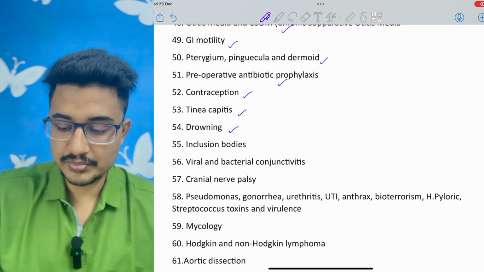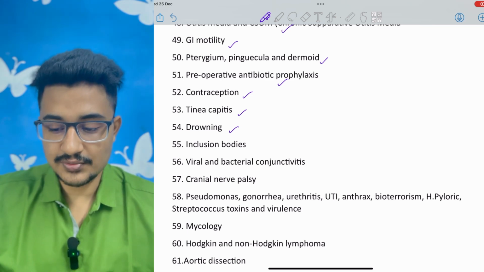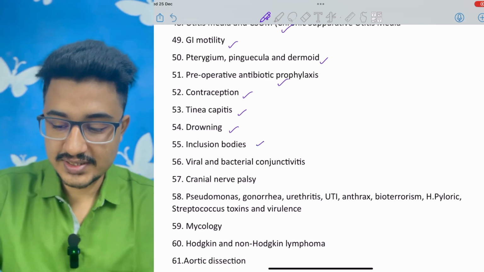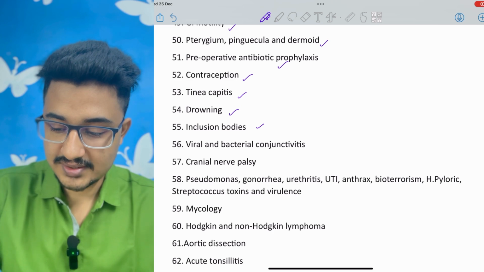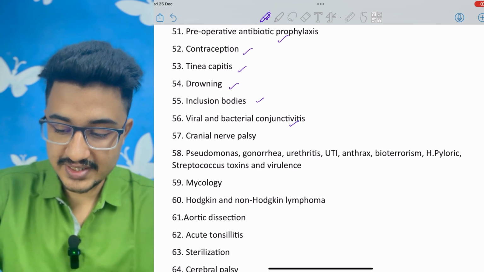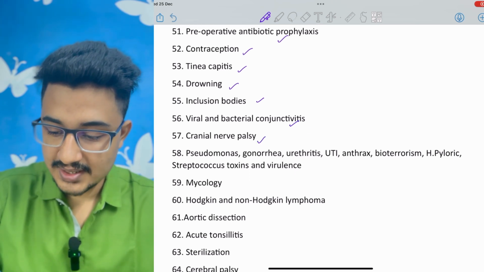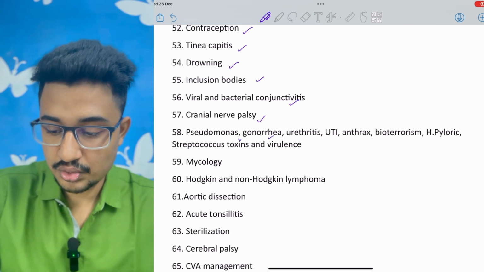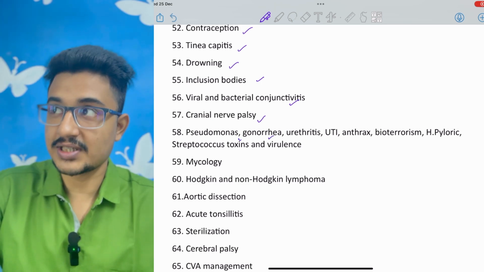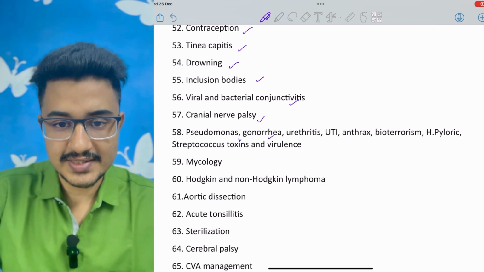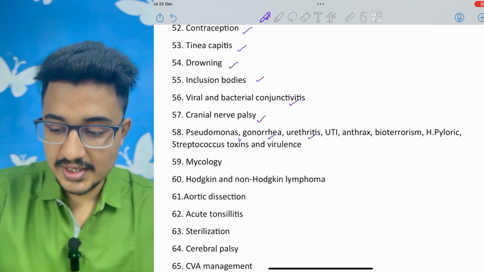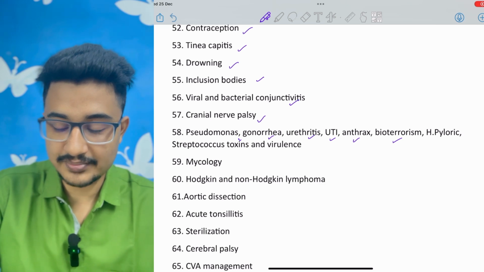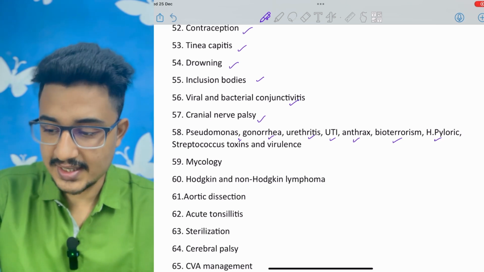Drowning is also important. Freshwater drowning and seawater drowning. Inclusion bodies, the viral inclusion bodies, bacterial and viral conjunctivitis, cerebral palsy, important diseases and bacteria. Pseudomonas, gonorrhea has been asked multiple number of times. Urethritis, UTI, anthrax, bioterrorism agents also asked in INICET.